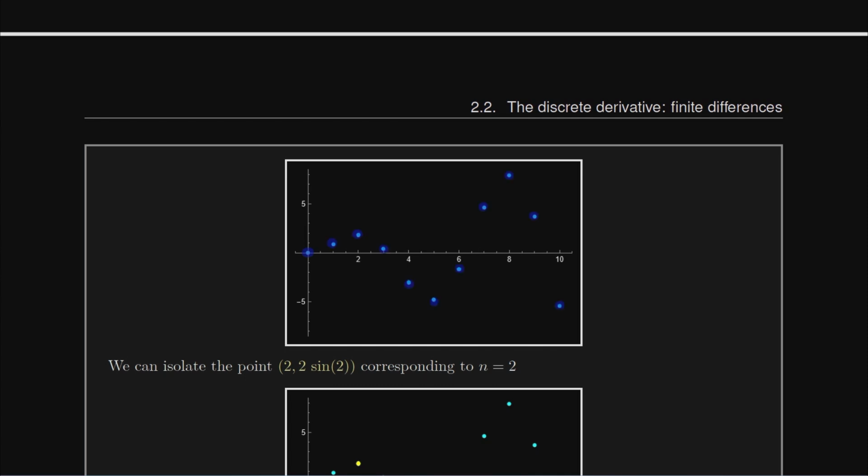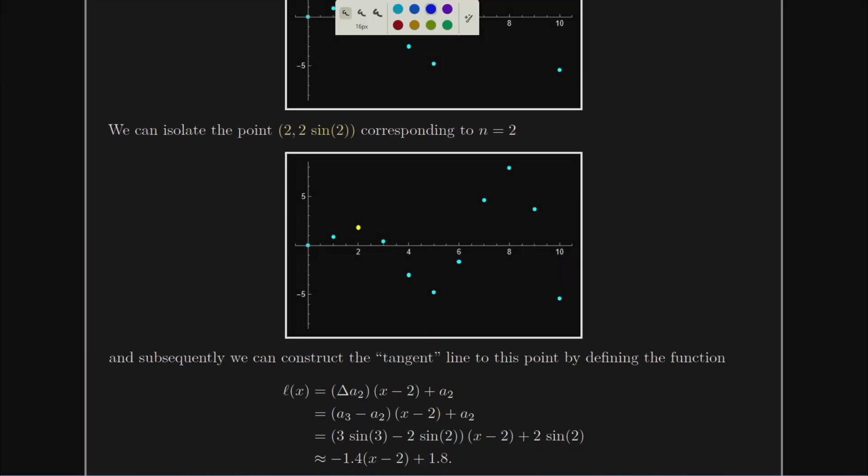If we want to plot a sequence, you can think about this left one as a0, a1, a2, a3, and so on up to a10. And suppose we grab a very special point, call it (2, 2 sine 2), so that's this very special point. We can construct a line, L of x, which is defined by the finite difference at a sub 2, and we'll multiply it by x minus the x value of the point, which happens to be 2 in this case. And I'm going to add a of 2, which happens to be the y value at that point, 2 sine 2 in this case.